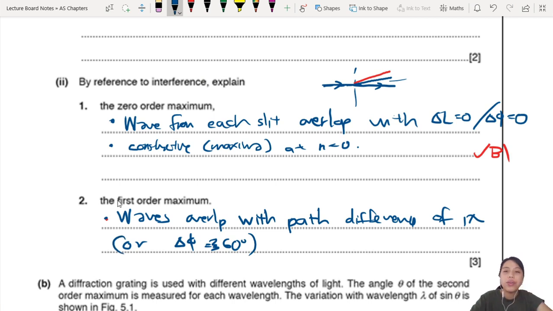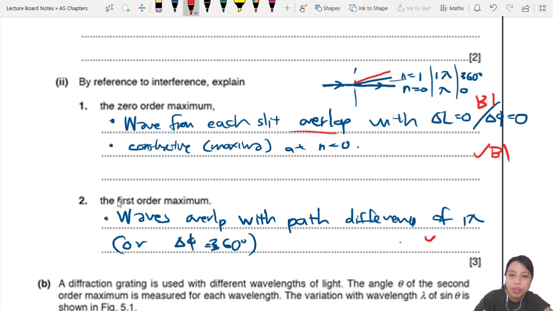Okay, so for any zero order, their path difference is 0. Oh, this is 2 marks, I forgot to say. This one, waves overlap, superpose. So n equals 0 is path difference 0 or phase difference 0. Then if you go to the first order, n equals 1, that means you have a path difference of 1 lambda and also a phase difference of 360 degrees. Okay, these are your conditions for interference, guys. Must remember this.